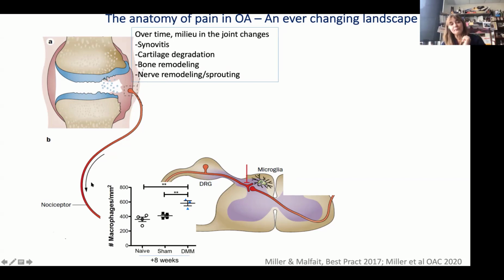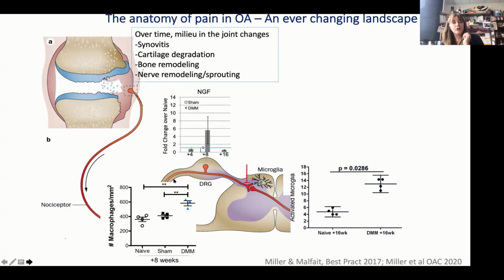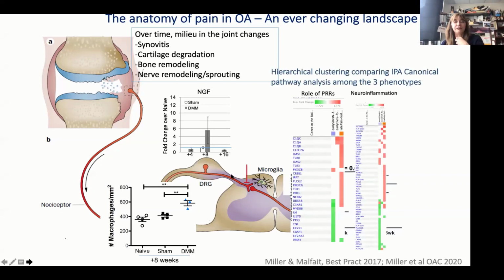So using the DMM model, we have actually found that the dorsal root ganglia over time get invaded with macrophages. And we also know that over time, the synapse here at the dorsal horn starts being modified by microglia, and we see microglia activation 16 weeks after surgery and not earlier in this model. We also see that there are a lot of transcriptional changes going on in the dorsal root ganglion. The NGF is expressed there, but that's just one example out of many genes.